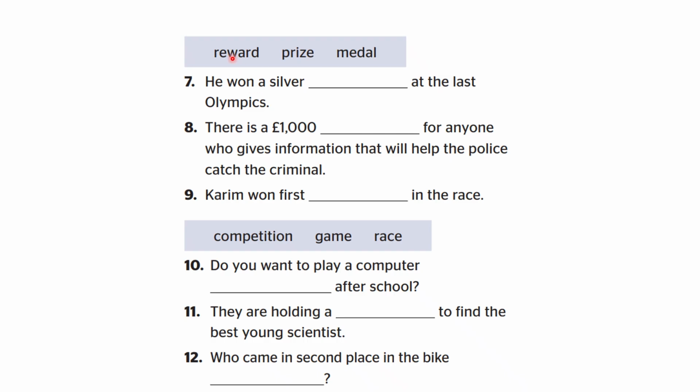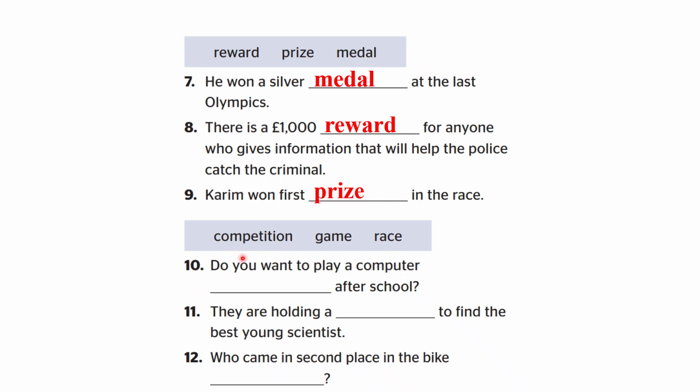Okay, now the words reward, prize, and medal. Focus on sentence 7 here. We have he won a silver, golden, bronze. So these are medals. Then in sentence 8 there is 1,000 pounds. Good. So that's a reward. We reward someone for doing something good. And when it is a competition, we say prize. He won the first prize in the race. Karim won first prize in the race.